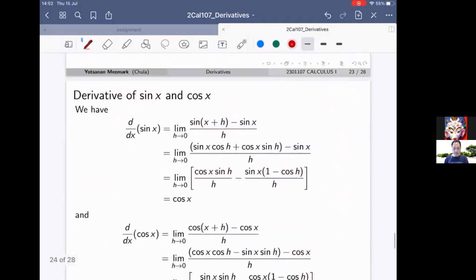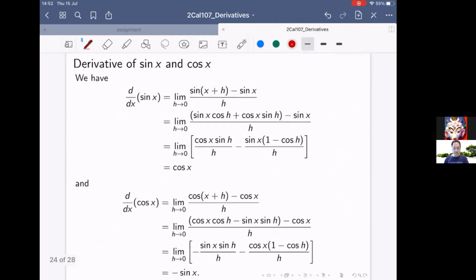Okay, so now we are prompted to find the derivative of sine and cosine. So let's see the sine first. We recall that the sine of a plus b is sine a cosine b plus cosine a sine b. And also cosine of a plus b will be cosine a cosine b minus sine a sine b. Okay, be careful. This is a recall.